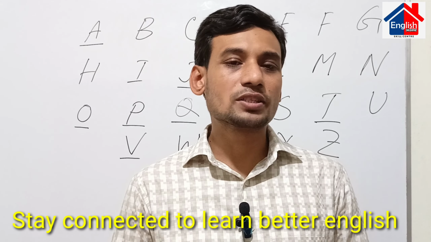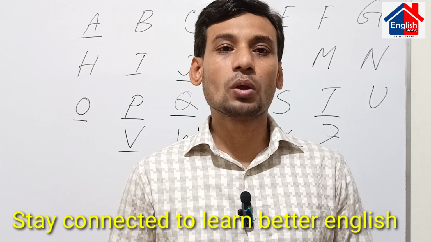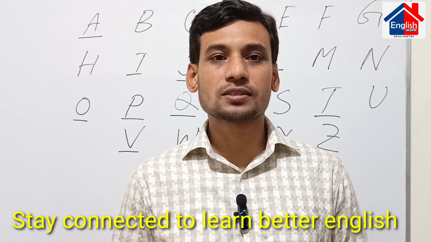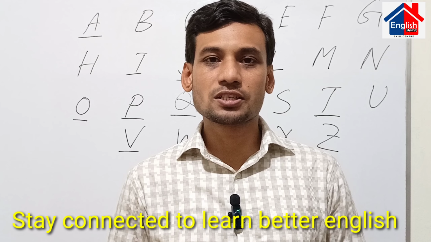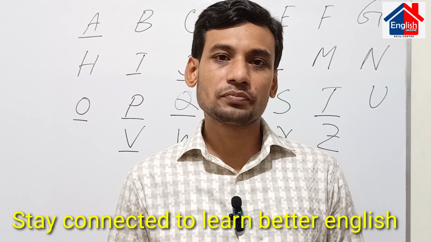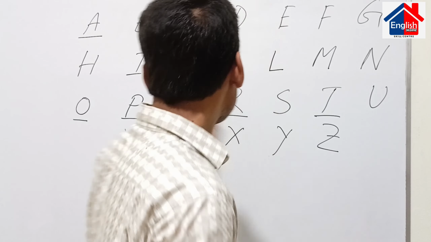Today, we will learn how to pronounce English letters correctly. We know that there are 26 letters in English. If we can pronounce these letters correctly, our English pronunciation will surely improve. So let's get started. First one is A.